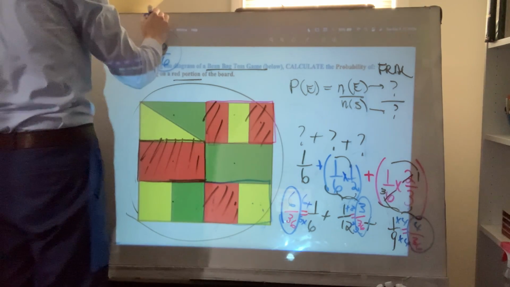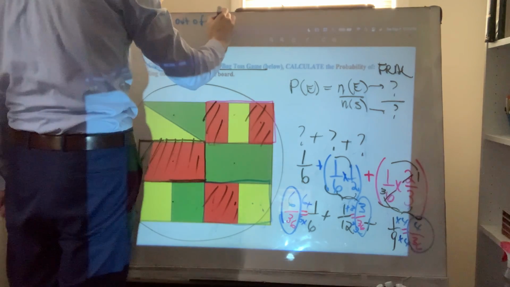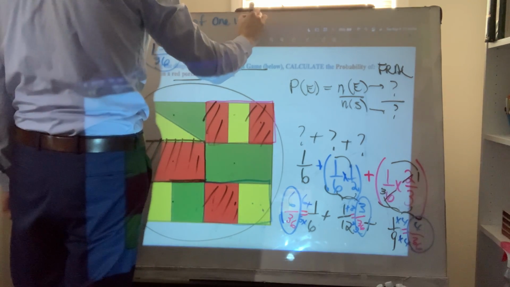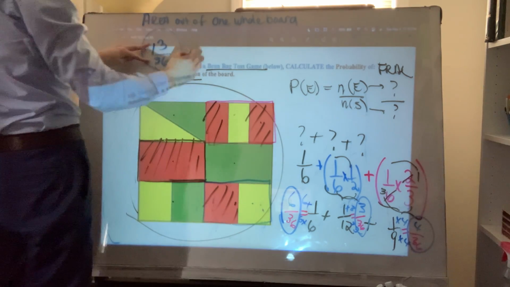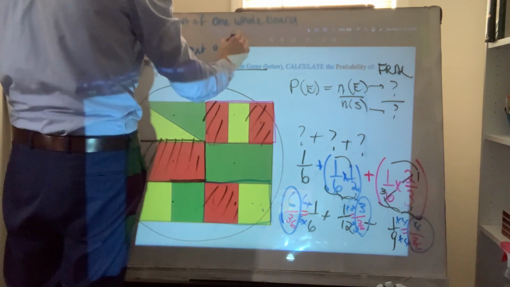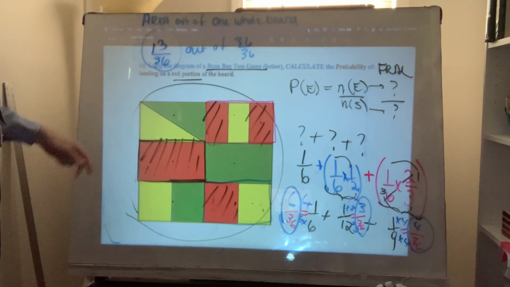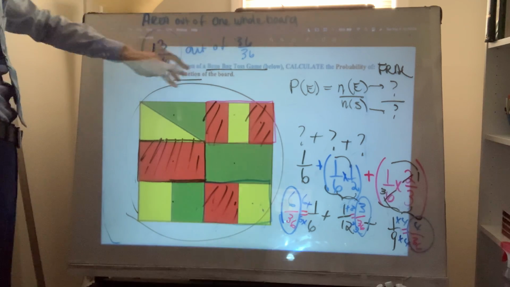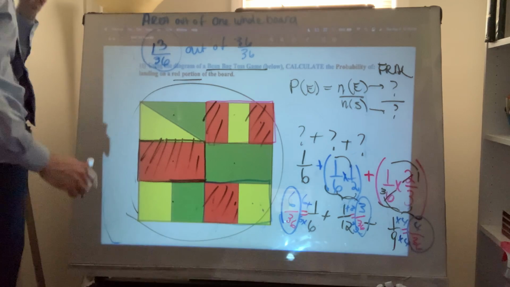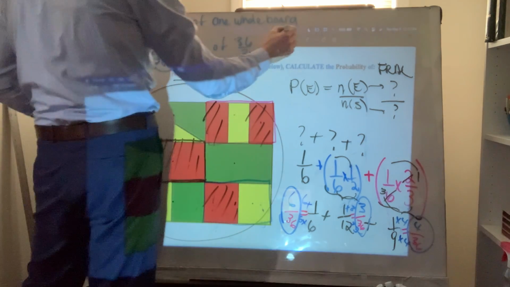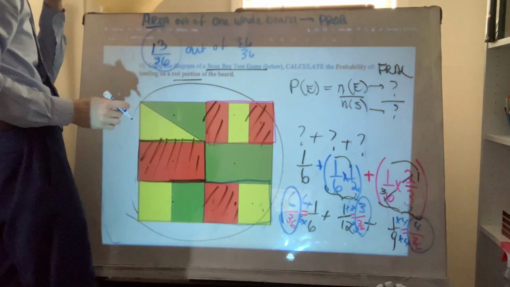This is an area out of one whole board. So the one whole would be 36 out of 36, so 36/36. That's one whole, 1, and this is a fraction of that. That's just the red portions. You could exchange this for a probability. It's the same thing.